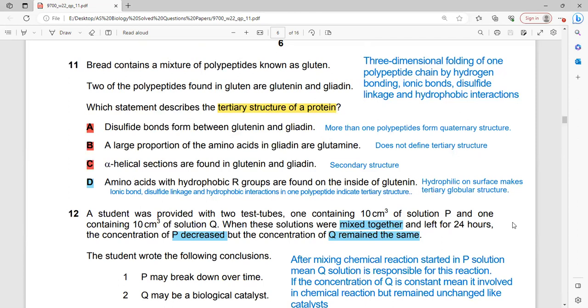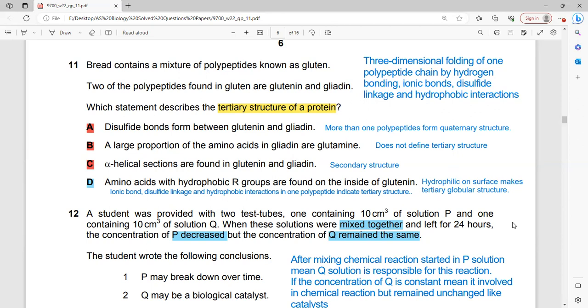A large proportion of amino acids in gliadin are glutamine. Whether high or low glutamine is present, it does not define the tertiary structure. Alpha helix sections are found in glutenin and gliadin, but alpha helical structure defines secondary structure. The secondary structure contains alpha helical structure and beta pleated sheet, so that's not tertiary structure.